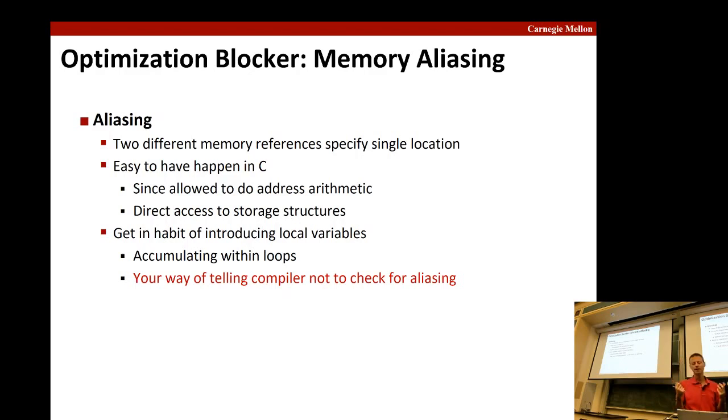And because of that, the compiler gets blocked from doing various kinds of optimizations, even though in your head maybe you know you'd never be dumb enough to pass it the A and B argument that I just showed you before. So the way to get around it is to introduce these local variables like we did for this accumulator val, and just accumulate separately within loops and so forth.